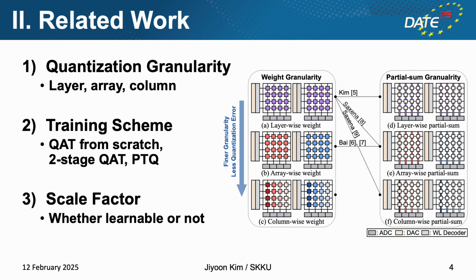So, what's been done so far? We categorized previous studies on fine-grained weight and partial sum quantization into three key aspects. First of all, weight and partial sum quantization granularity. The granularity refers to how elements are grouped and assigned a common scale factor during quantization. The figure illustrates different granularity levels, ranging from conventional layer-wise to array-wise and fine-grained column-wise quantization. The important thing is that weight and partial sum granularity are independently determined, which means they can have different granularities.